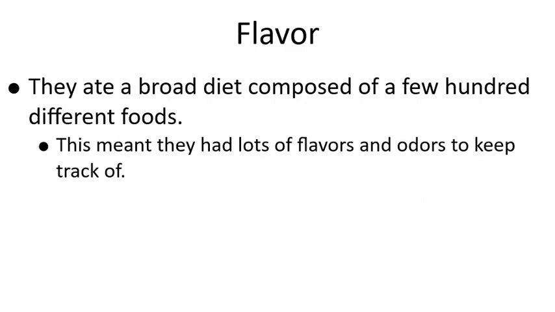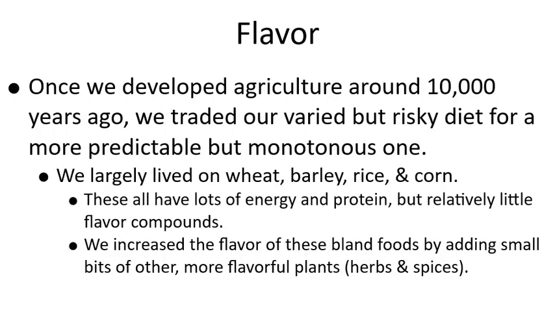Our ancestors ate a broad diet composed of a few hundred different types of foods. This meant that they had lots of different flavors and odors to keep track of. It also provided a rich variety of flavors, and so today's meal was always different from yesterday's meal. But as we developed agriculture somewhere around 10,000 years ago, we traded this varied but risky diet for a more predictable but much more monotonous one.